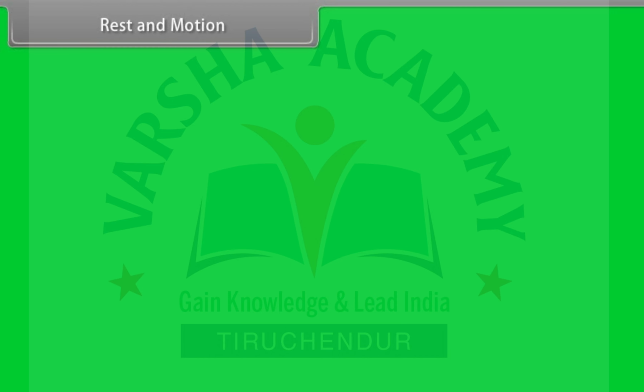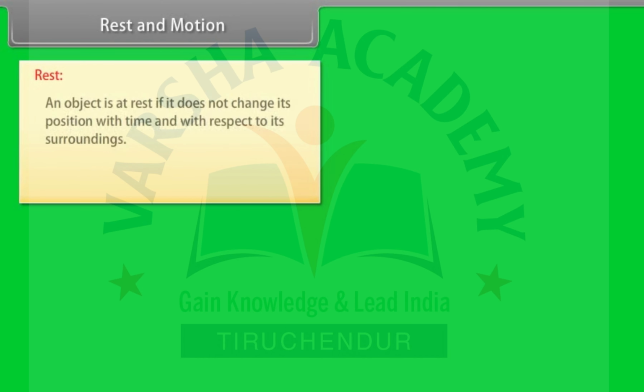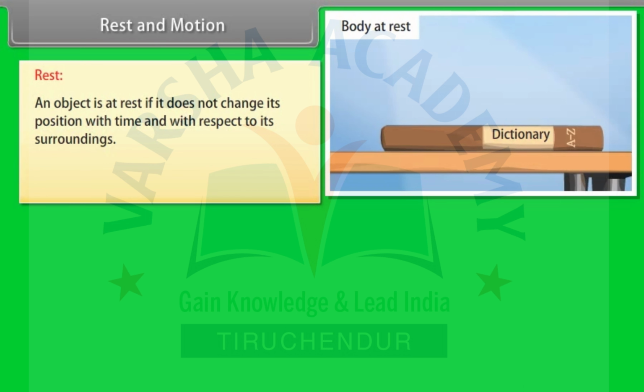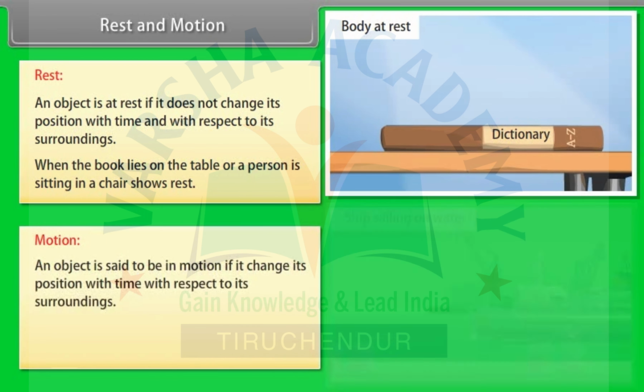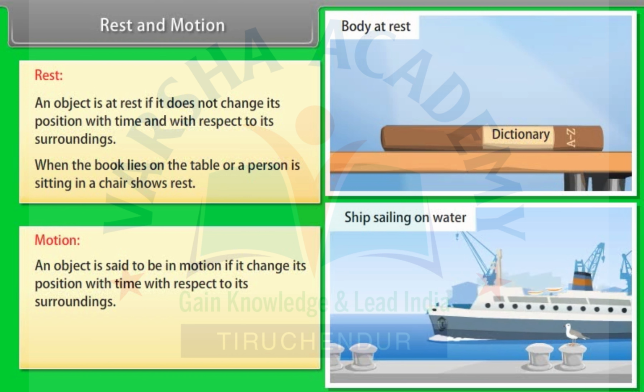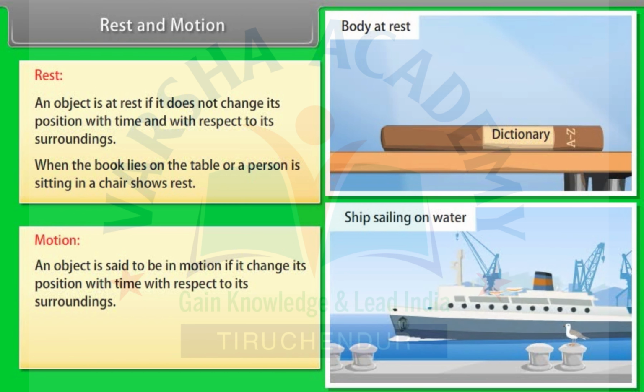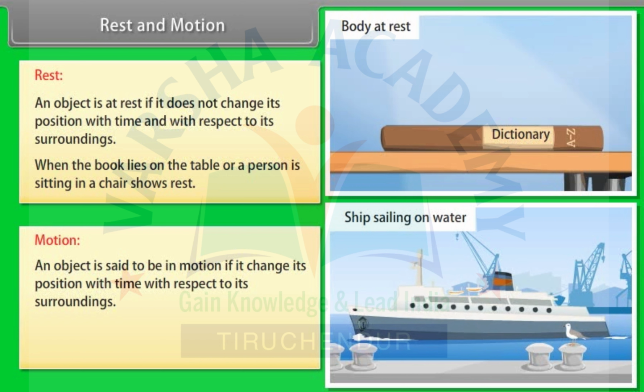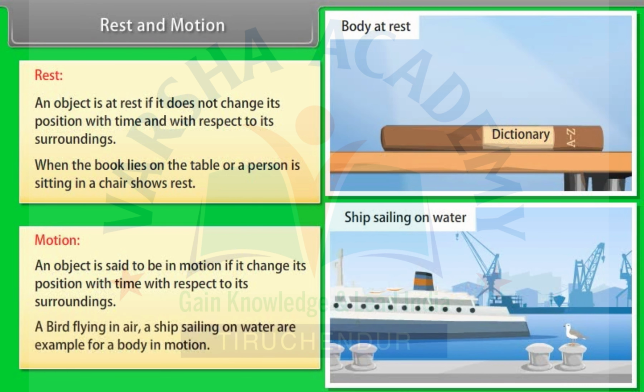Rest and motion. Rest. An object is said to be at rest if it does not change its position with time and with respect to its surroundings. A book lying on the table, or a person sitting in a chair, shows rest. Motion. An object is said to be in motion if it changes its position with time with respect to its surroundings. A bird flying in air, a ship sailing on water are examples of a body in motion.